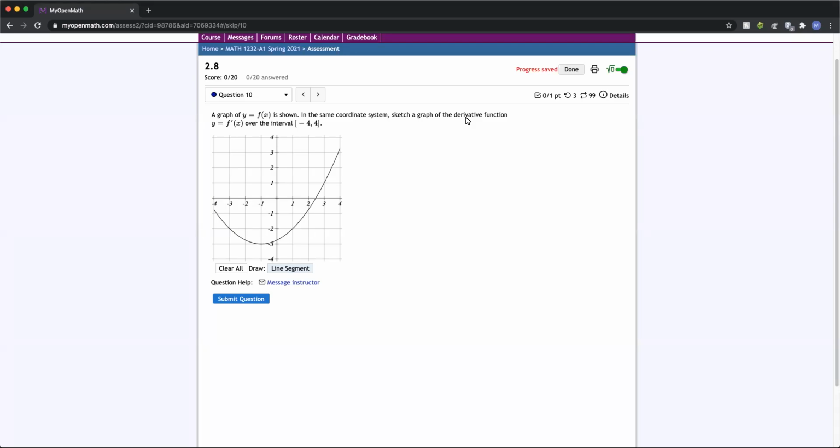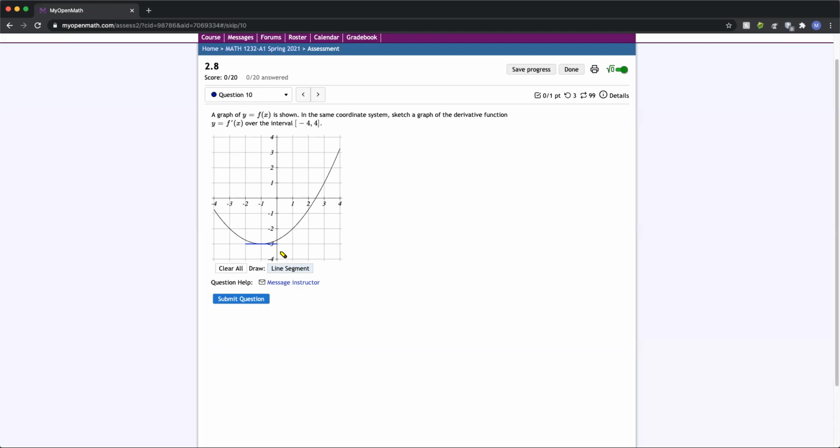Let's take a look at this problem where a graph f of x is given to us, and we are asked to sketch the derivative of this function, so f prime of x, on this entire interval from -4 to +4. This is the original function that's given to us. What we want to do is first identify wherever we have a maximum or a minimum, where we're looking to have a horizontal tangent line at that point. So that means the tangent line is going to have a slope of 0.